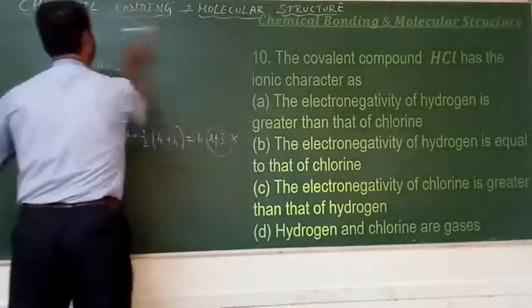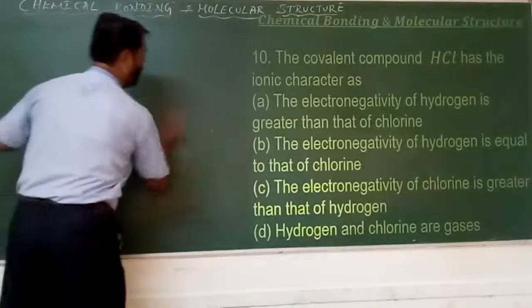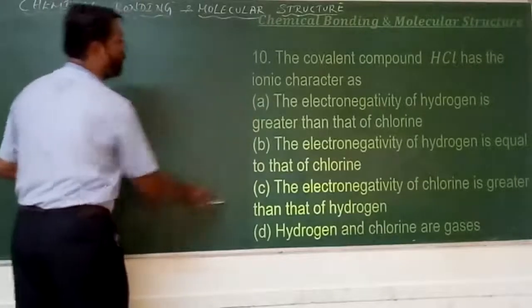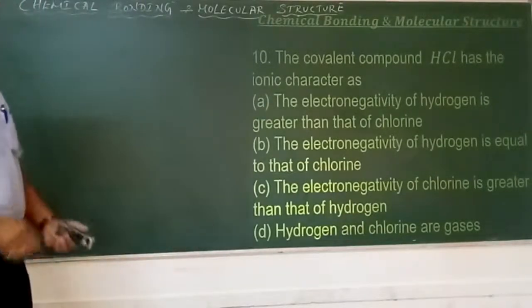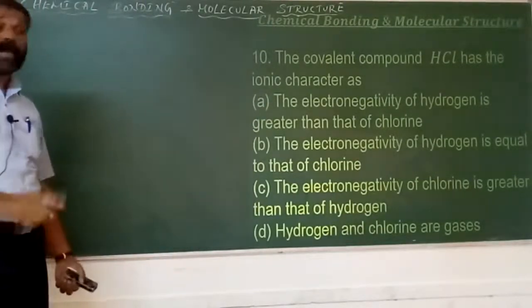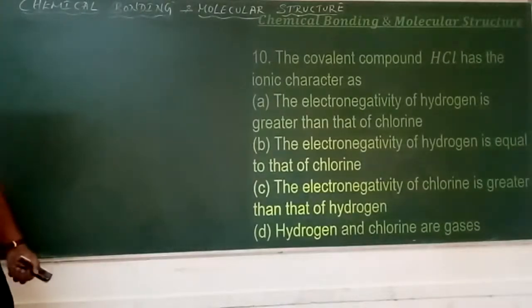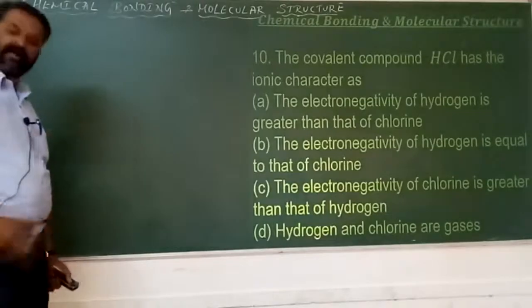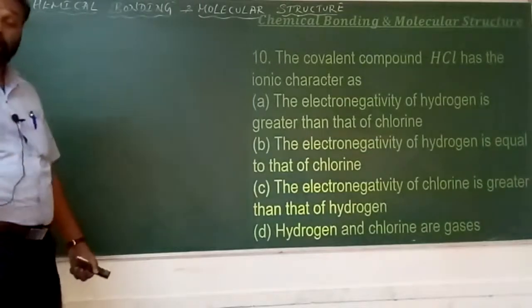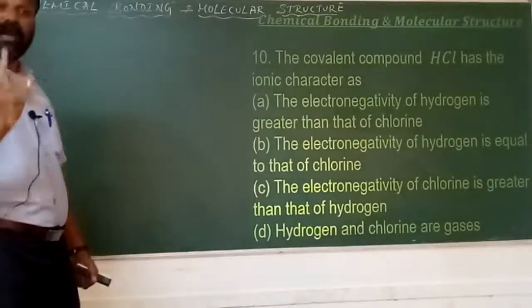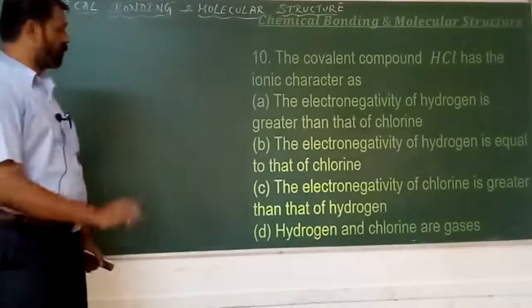Next is: the covalent compound HCl has some ionic character. Why? The electronegativity of hydrogen is greater than that of chlorine. That is immediately ruled out. Why? Because chlorine, or all halogens, are more electronegative than hydrogen. Therefore, the first is wrong.